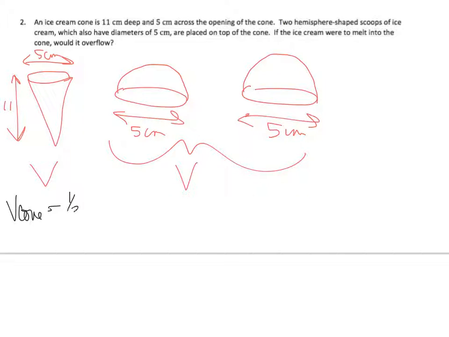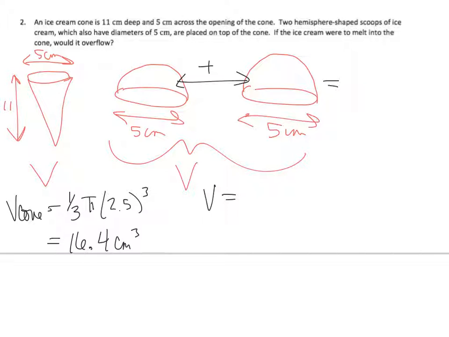That is 1/3 pi r cubed. 2.5 cubed divided by 3. We're going to go ahead and multiply. I'm already at a decimal, so I'm going to multiply that times pi. I have 16.4 centimeters cubed.